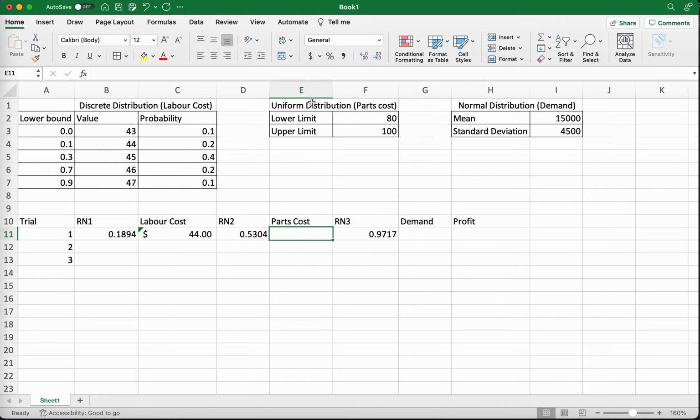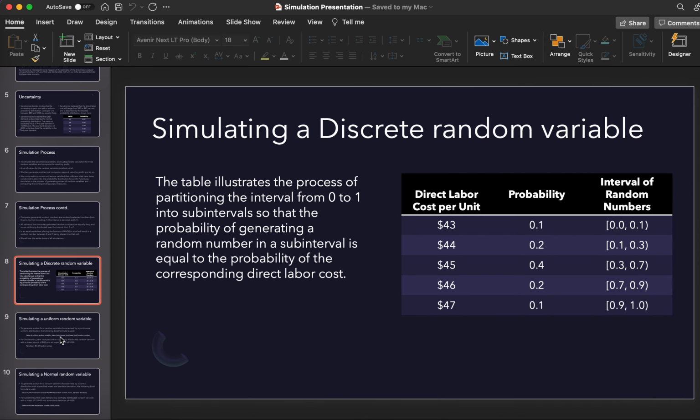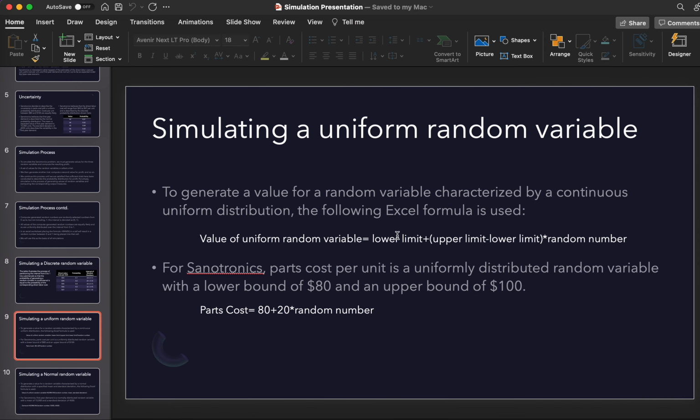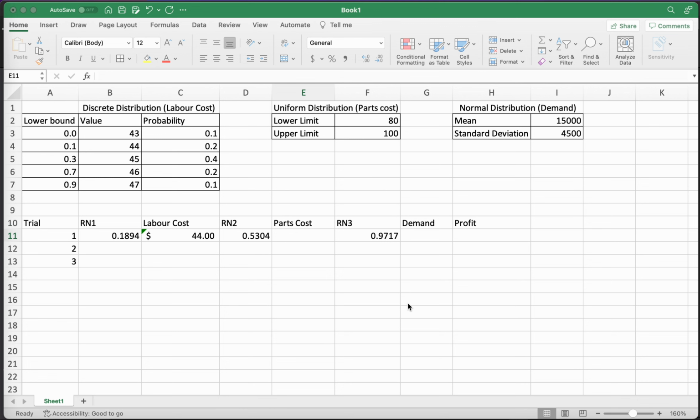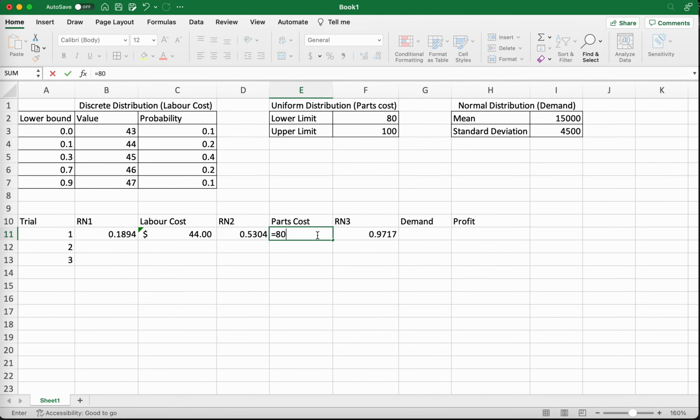So parts cost is uniform distribution. Uniform distribution is simple, as we saw with the formula. It is the lower limit plus the difference between upper and lower limit times the random number, right? I like to start the formula the other way around, but either way is fine. So it's lower limit plus, don't forget the parenthesis, the difference between the lower and upper limit, which is 100 minus 80 like that, or you can just type in the 20. That's fine. It just makes your life easy. So 80 plus 20 times the random number we generated, right?